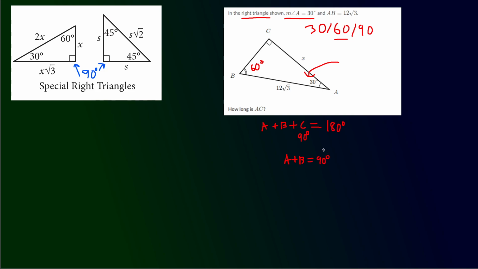Right, so let me draw the triangle I'm talking about. If we say that this is C and it's a right angle, then A plus B must be 90 because you take away the 90 from the 180.